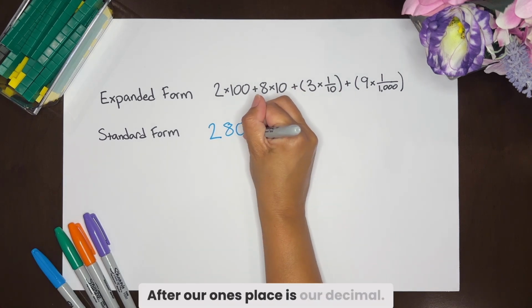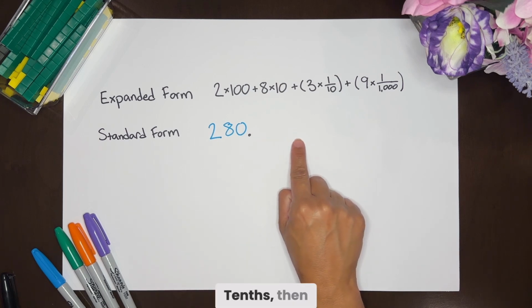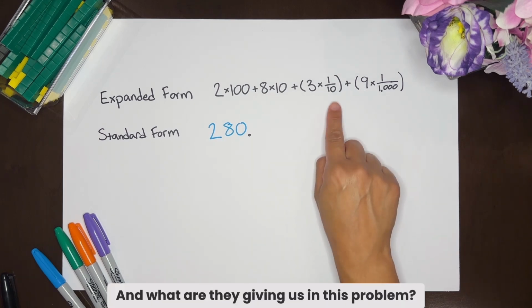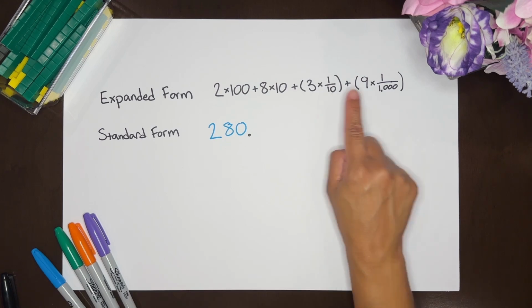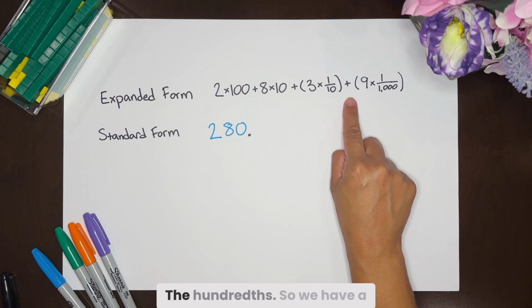After our ones place is our decimal. So let's think ahead to those place values. What comes after a decimal? Tenths, then hundredths, then thousandths. And what are they giving us in this problem? We have our tenths and we have our thousandths. So what's missing? The hundredths.